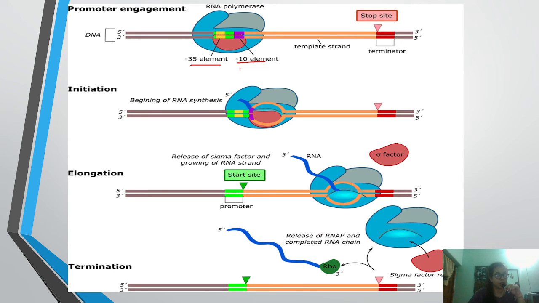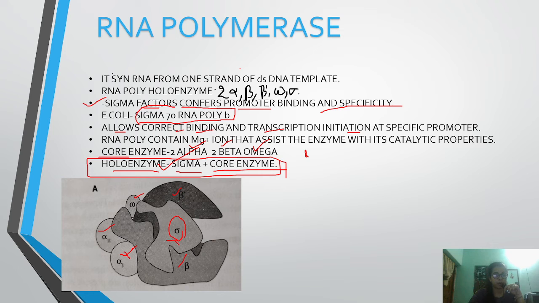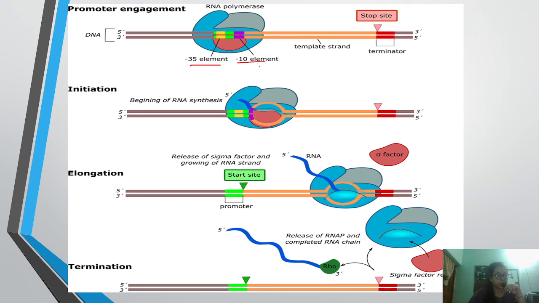Then what will happen? A holoenzyme, and what is a holoenzyme? I have already told you, sigma plus core enzyme. The sigma plus core enzyme, what they both will do is start opening the strand. They will start opening this complex. First they form a closed complex, then start opening the complex, as a result of which the process of transcription will begin.